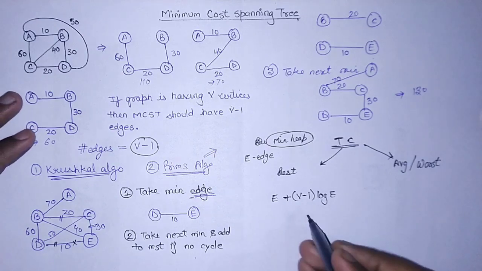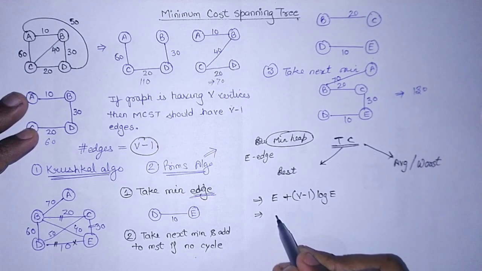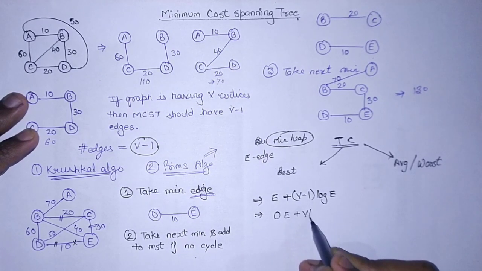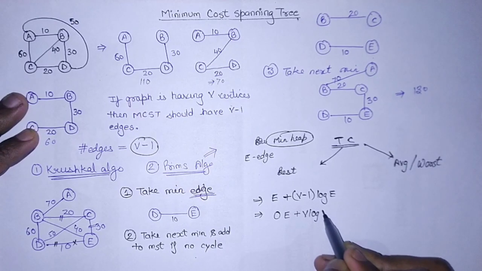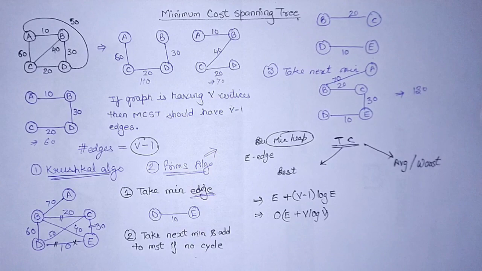Now here, you can write it as order of E plus V log V. Why? Because we know that log E and log V are equivalent, so I am replacing log E with log V.